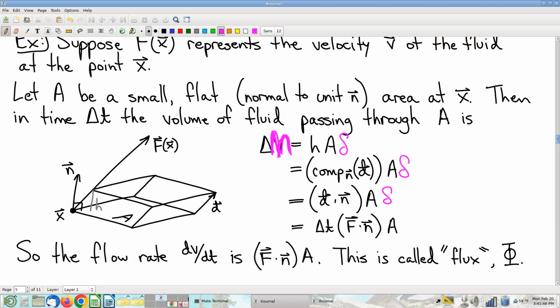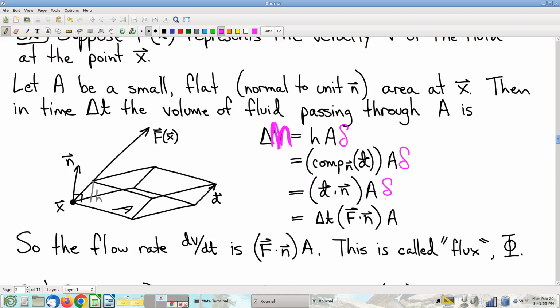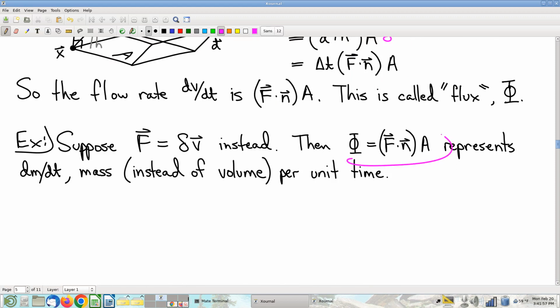And then I'm going to let you all think it through here, but where does that density factor go at the very end, with the punchline being that, again, flux, same formula, flux, will be computing mass per unit time.